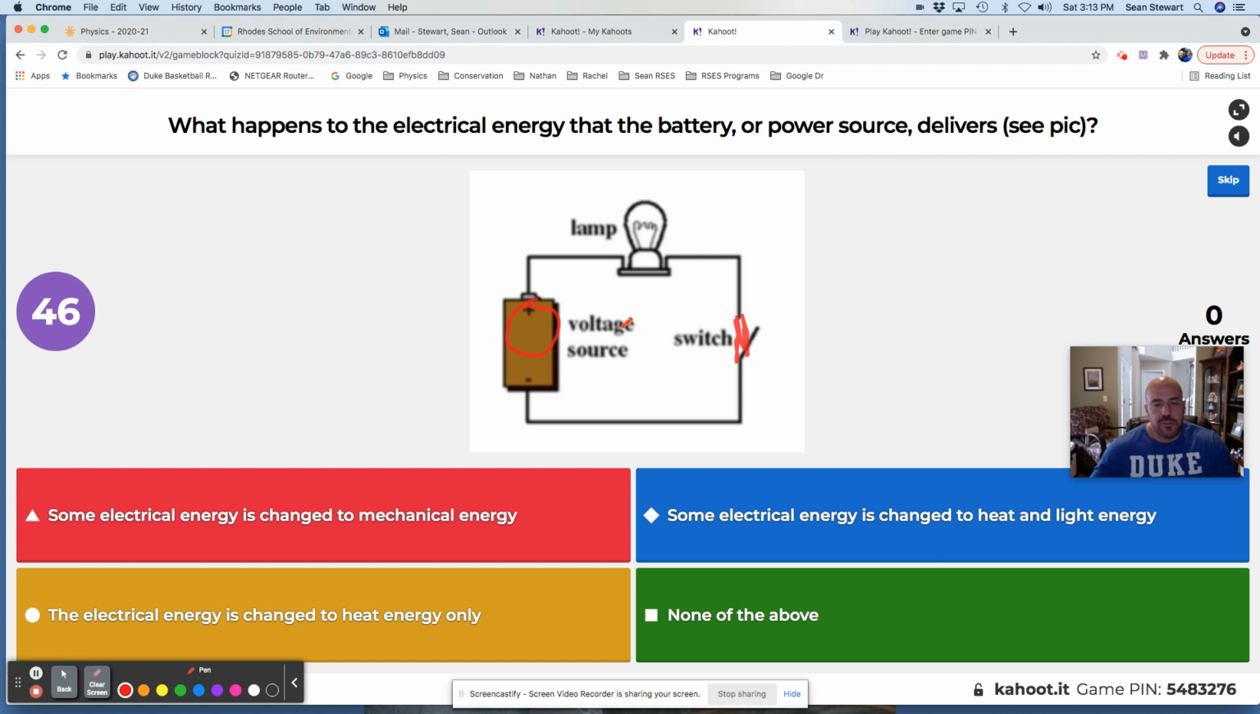All right, we know the electricity will run through the light and the light will turn on. And if you've ever touched a light bulb, it also gets hot. So that means some electrical energy changes to heat and some changes to light. So blue is correct.